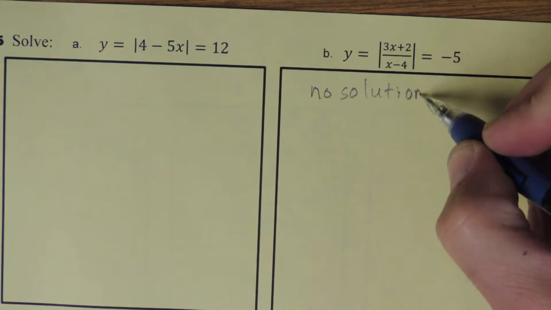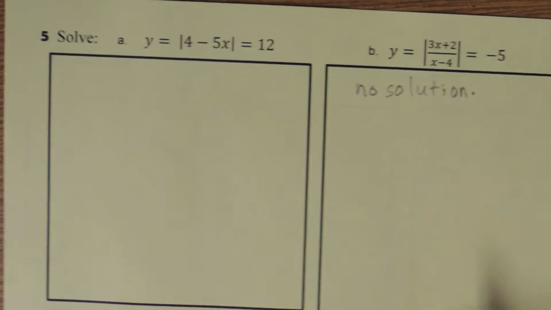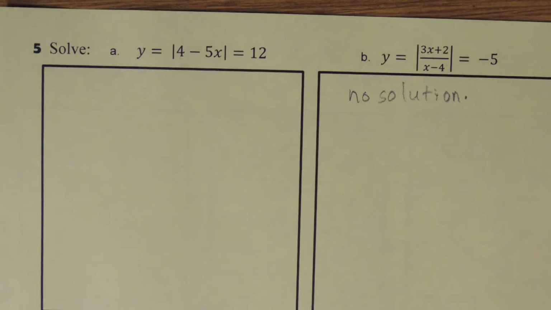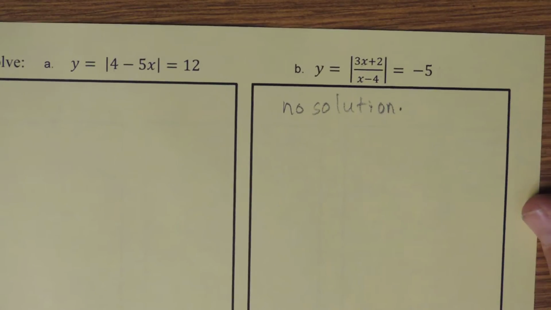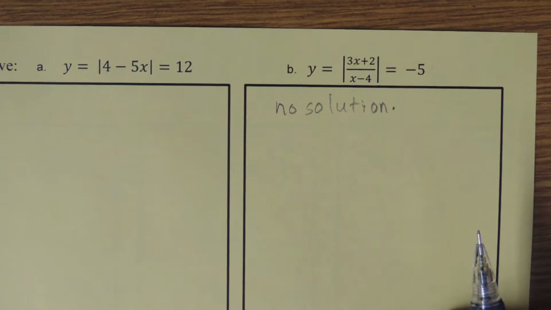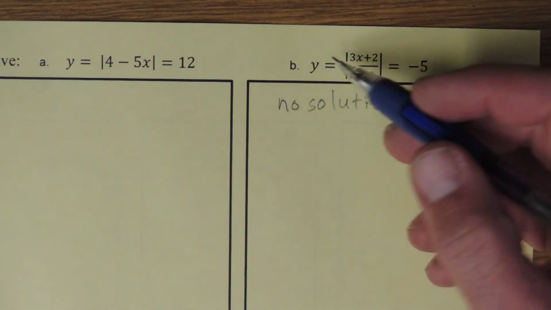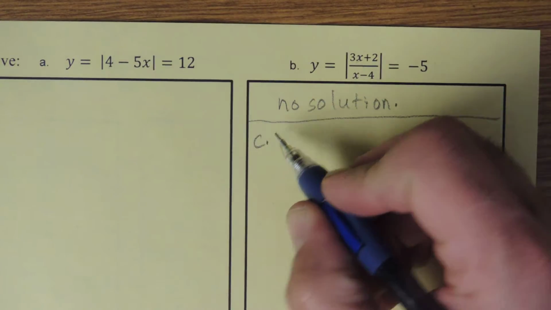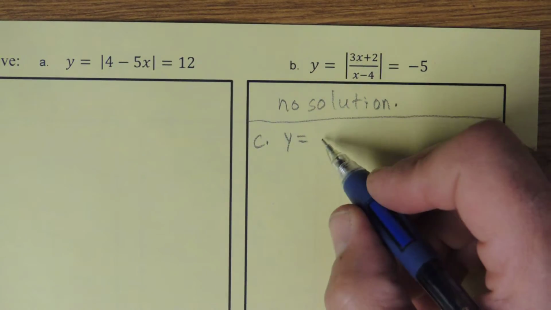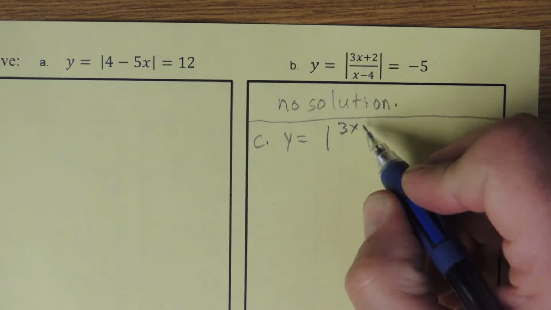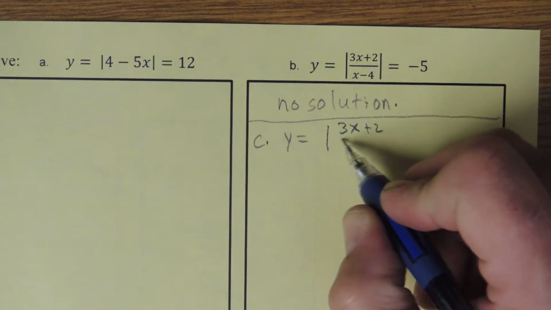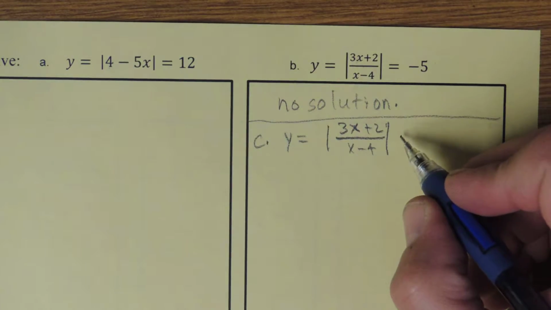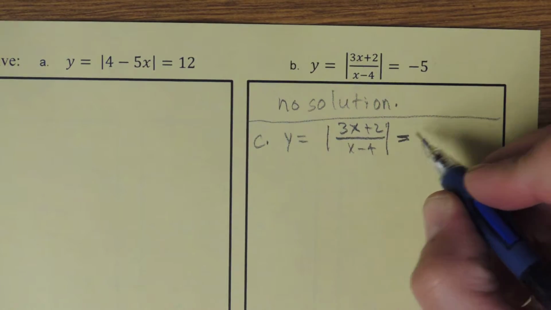Based on that, I guess you're probably not going to be able to do 5a. So I'll show you how I'm going to do 5a. Actually, I'm going to show you a different problem. I really want to show you a problem like this. So I'm going to do C. y equals absolute value of (3x plus 2) divided by (x minus 4). I'm going to see where that equals negative 5, or positive 5.